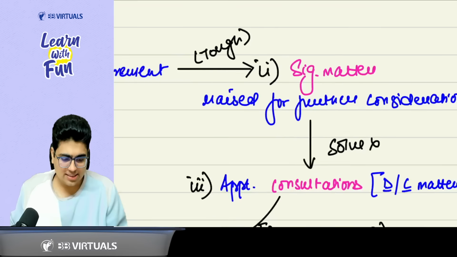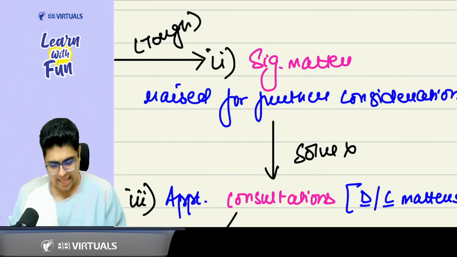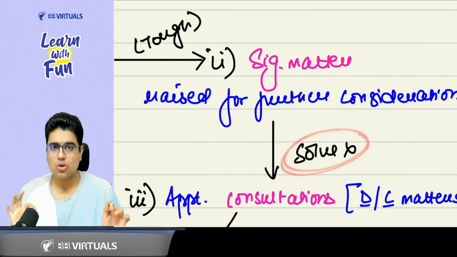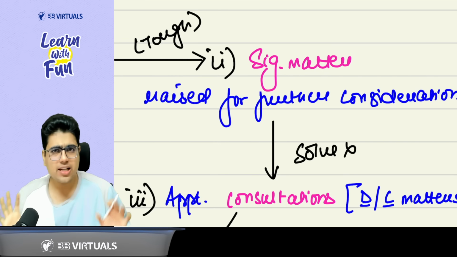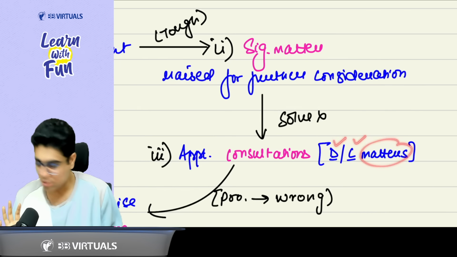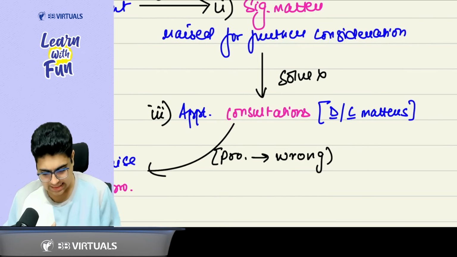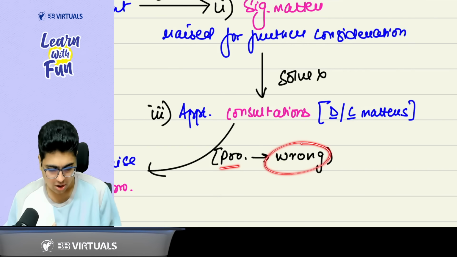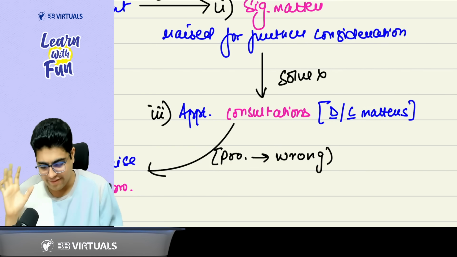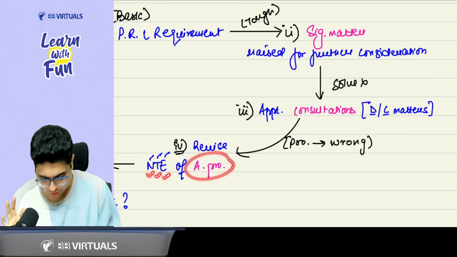So the second point says significant matters were raised for further consideration. Then if even the senior is not able to solve, that means it is something difficult. Yes, sir. So for difficult and contentious matters, you should take appropriate consultation. Now, sir, the consultant said that the procedure is wrong. So what to do? Revise it. Revise the nature, timing, and extent of audit procedure.